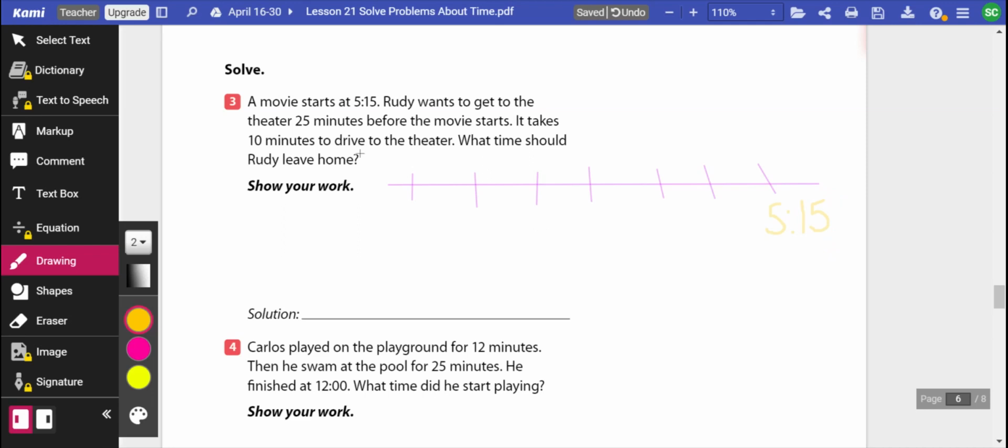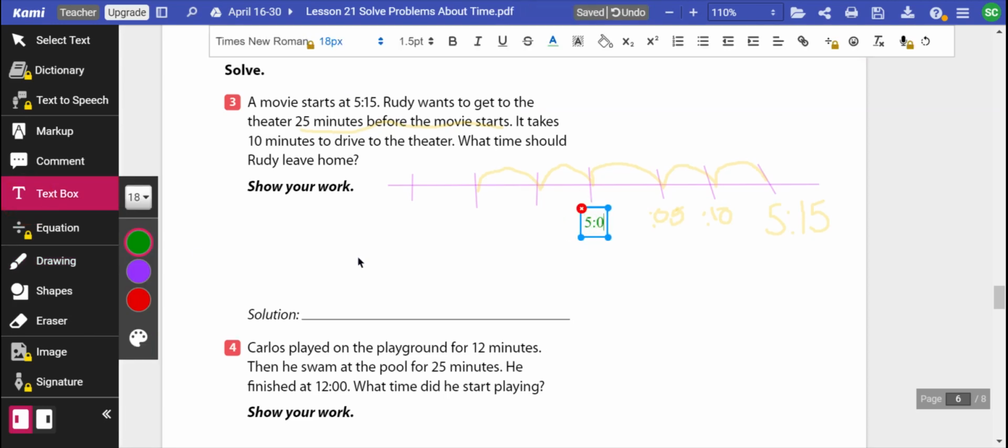5:15. Now, he wants to be there 25 minutes before the movie starts. So if these are by fives, then it should take 5 jumps to get to 25 because 5 times 5 is 25. So 5, 10, 15, 20, 25. Ooh, I might need to make some more fives. So this takes us back a little ways. This is 5:15. So that would make this 5:10, 5:05. And then what would come before 5:05 would be 5 o'clock. And then if I went 5 minutes before 5 o'clock, that would take me back to the 4 o'clocks. It'd be 4:55.